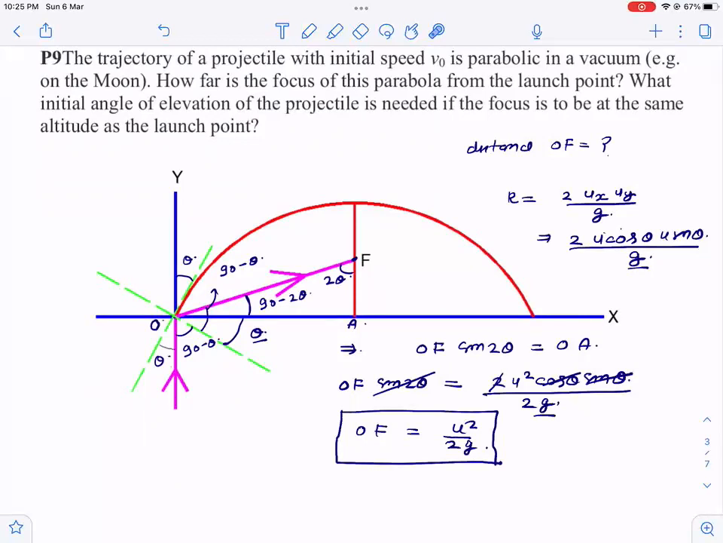Fine. So the second point, you can solve by yourself. Just for completion, I will do that also. What initial angle of elevation of the projectile is needed if the focus is to be at the same altitude as the launch point, right? So you want the focus to come where? Here, right? Same altitude. So if you want the focus to come here, then how much should be 2 theta? This is the B part. Guess now, apply the logic. 2 theta is equal to 90 degrees, theta is equal to 45 degrees. Right, so that's it. That's the analysis.